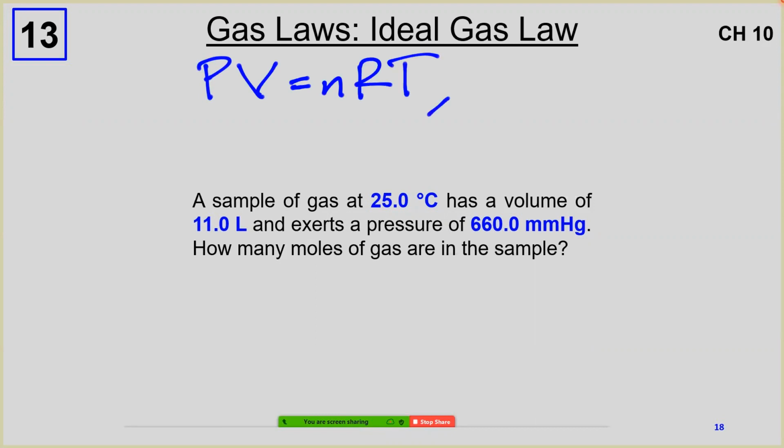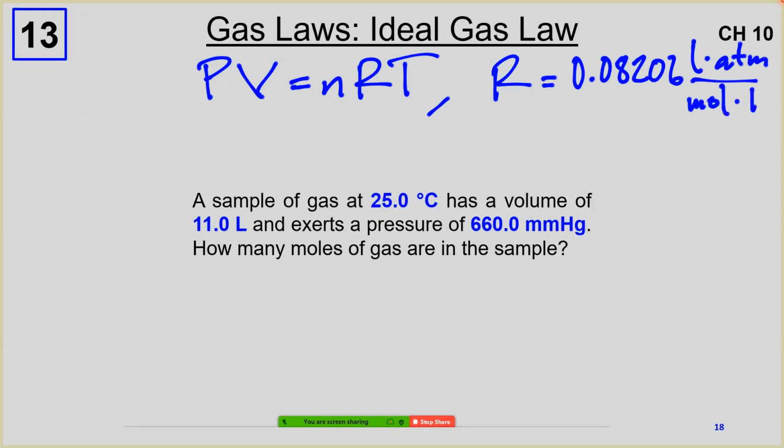And R here is a constant. It's the ideal gas constant. It has the same value every single time. It's 0.08206 liters atmosphere per mole Kelvin. So that means that if you're using this equation, you want to make sure that for volume you have liters, for pressure you have atmosphere, for number of moles that would be moles, and temperature has to be in kelvins.